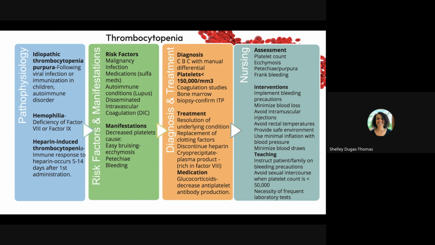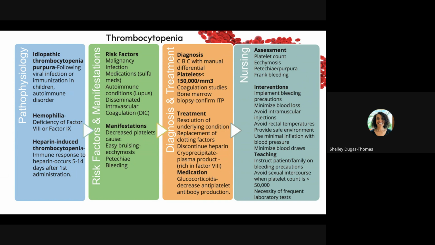Risk factors include malignancy, infection, and medications, especially sulfa drugs, and autoimmune conditions, including lupus. And we'll talk about DIC. Manifestations include easy bruising, petechiae, mucosal bleeding, and in severe cases, you'll have bleeding in vital organs, including the brain and liver. Diagnosis is done through the CBC, looking at the platelet counts, and it's usually under 150,000. Bone marrow biopsy, coagulation studies, including PT, APTT, fibrinogen.